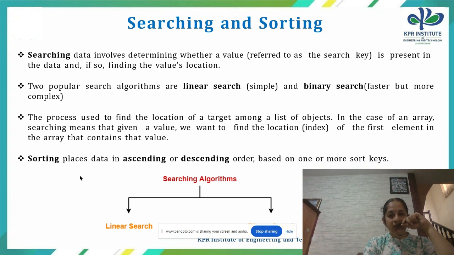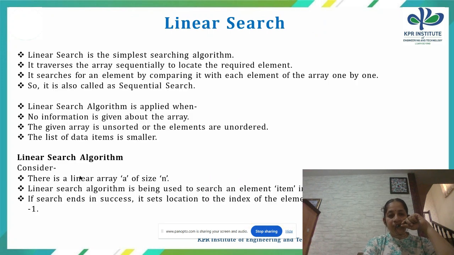Searching involves finding whether a value is present in the data, and finding the value's location. We have two popular search algorithms: linear search and binary search, the process used to find the location of a target among a list of objects. In linear search, every element is sequentially searched to locate the required element. The other name for this is sequential search, and it is applied when no information is known about the array and it is unsorted. If the list of items is small, we can consider the linear search algorithm.